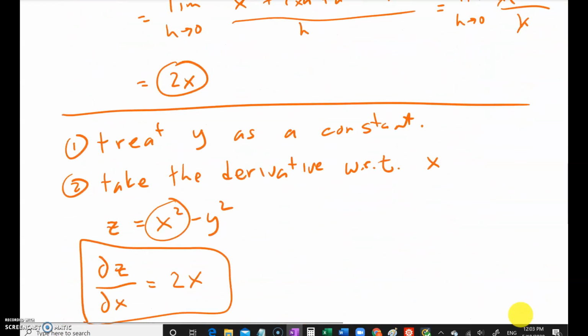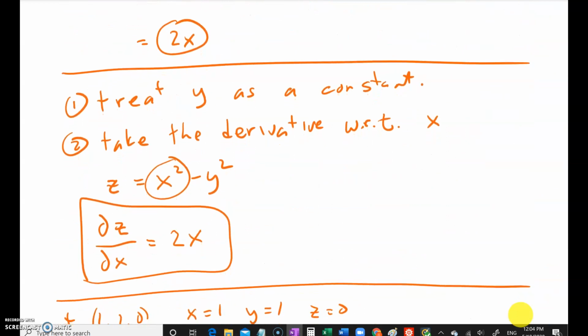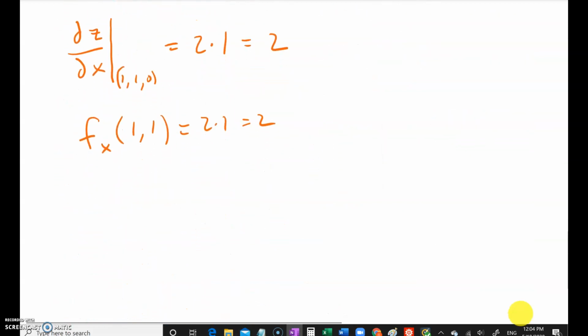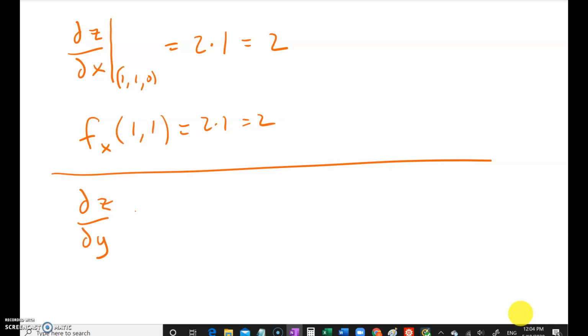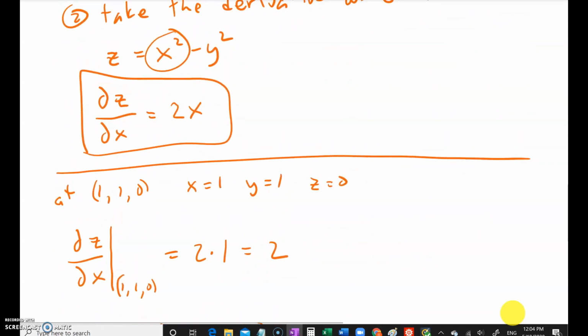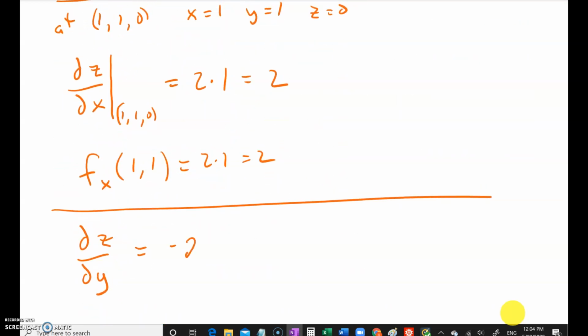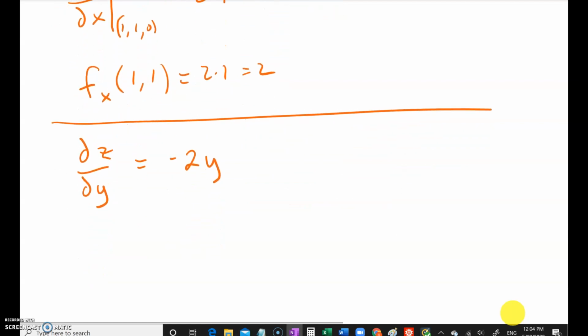So same steps, but in reverse. So step 1, treat x as the constant, and you take the derivative with respect to y. So let's go ahead and do that real quick. We have here dz dy. So the instantaneous rate of change of z with respect to y is equal to, well, back to our original function. So now x is the constant, y is the variable. So x, derivative of a constant is 0. Derivative of negative y squared would be negative 2y. So equals negative 2y.